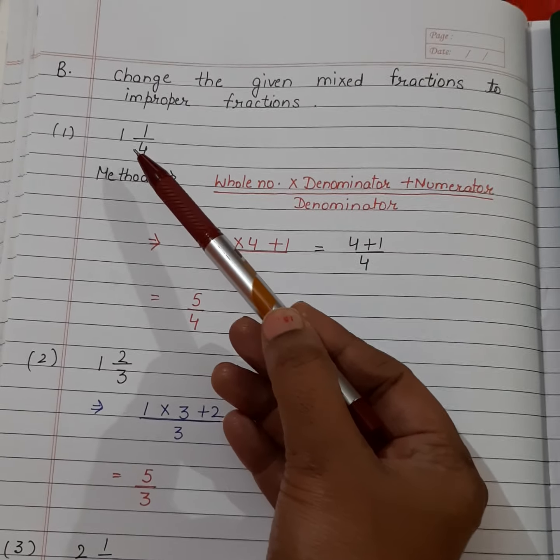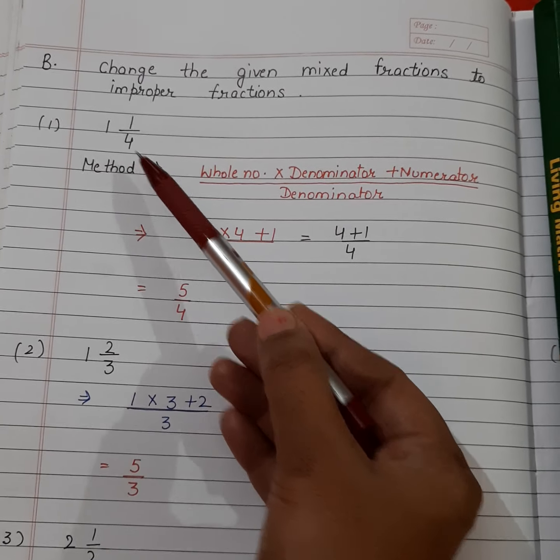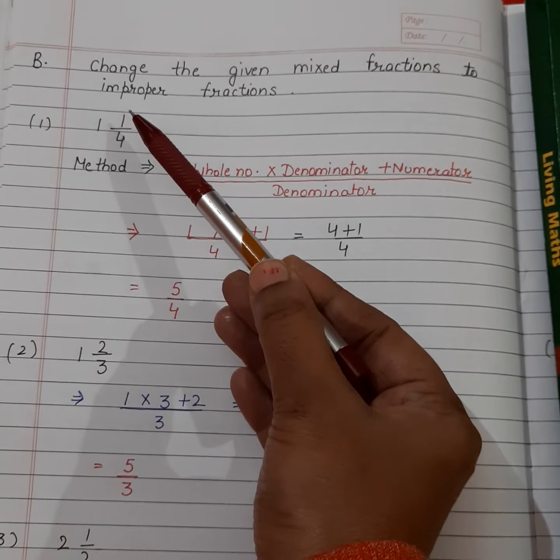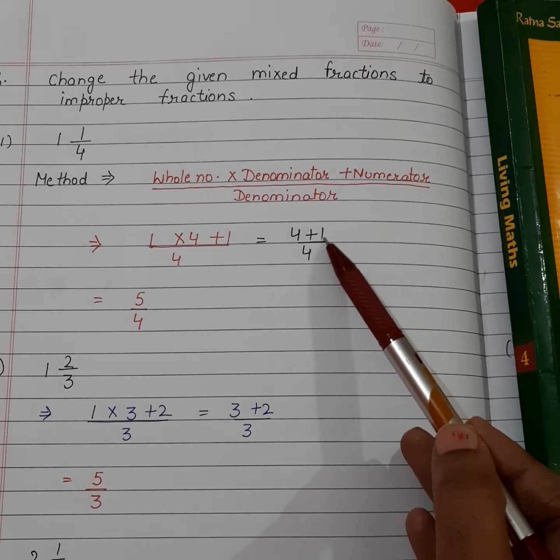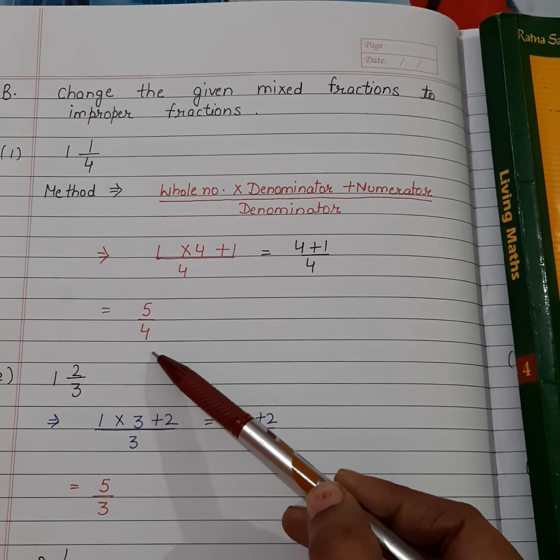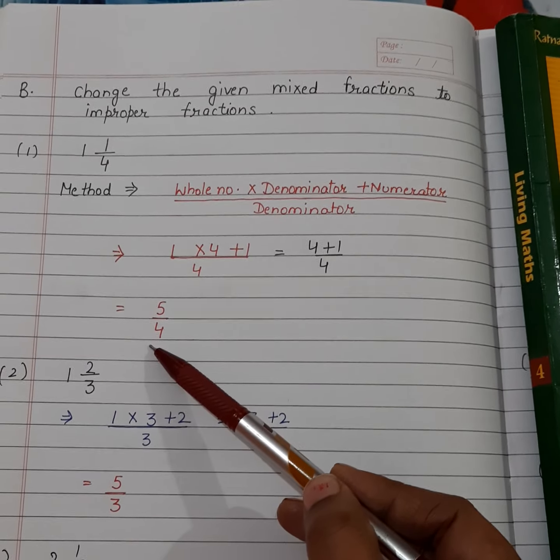So see here, this whole number multiplied by 4. So this 1 multiplied by 4 and add the numerator, plus 1, and divide by the denominator 4. So 4 ones are 4 plus 1. 4 plus 1, 5, divided by 4. So this is the improper fraction.